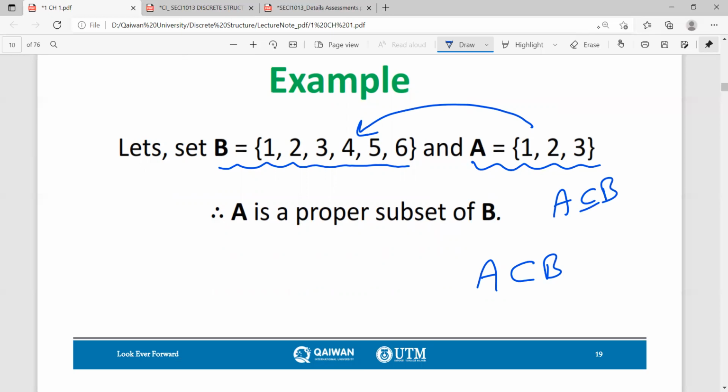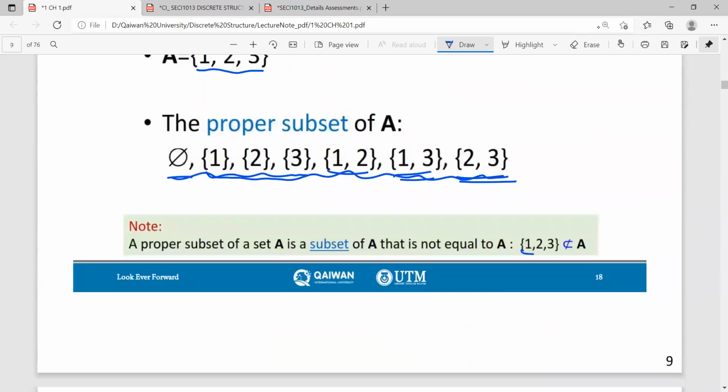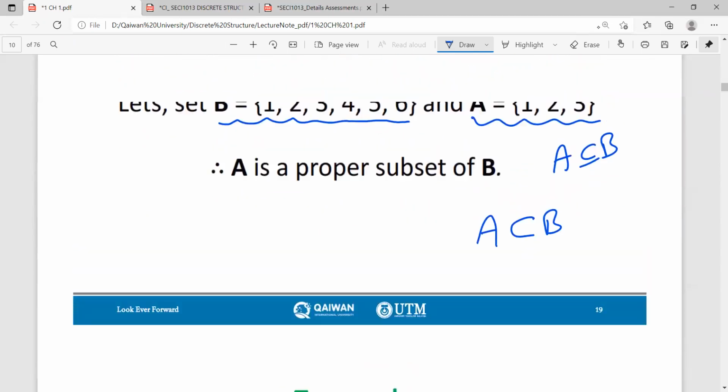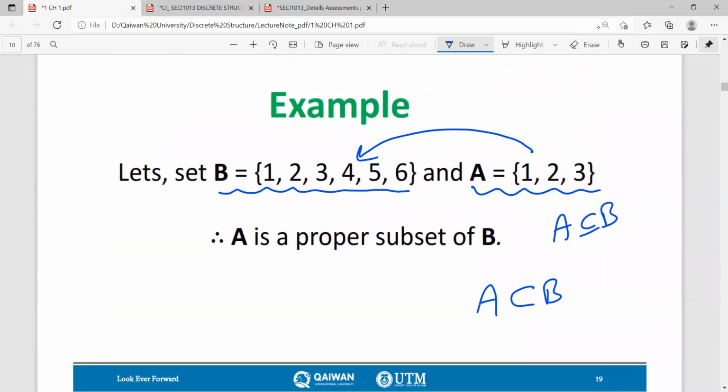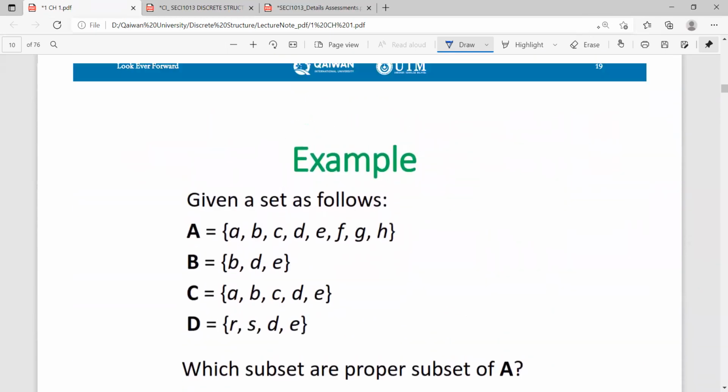Every proper subset is a subset, but not conversely. We cannot say every subset is a proper subset because, as you see here, this is a subset of A, but not a proper subset. But here we can say every proper subset is a subset. So these two are both true. So you say A is a proper subset of B because you can find all elements of A in B and it doesn't equal B.